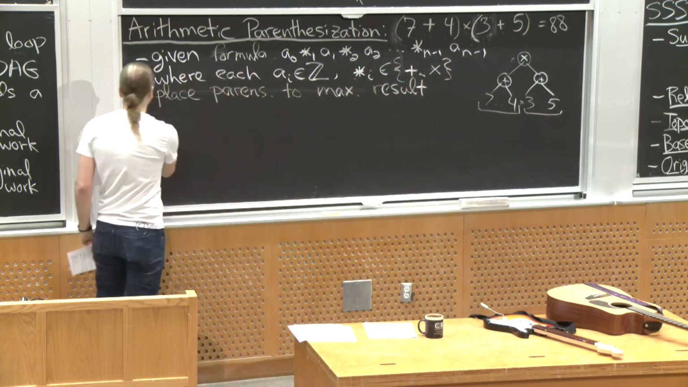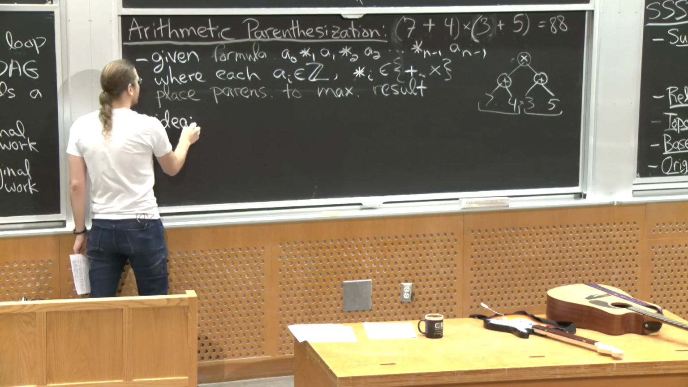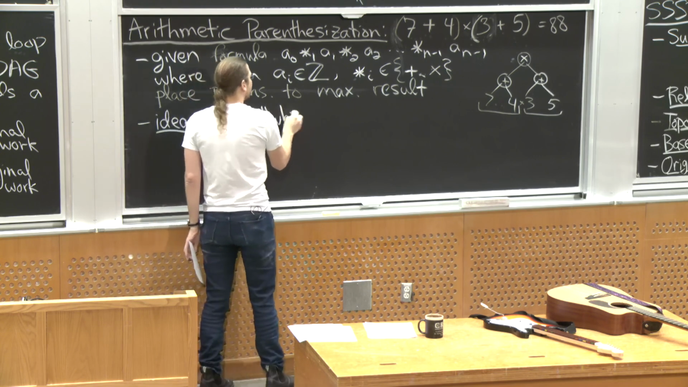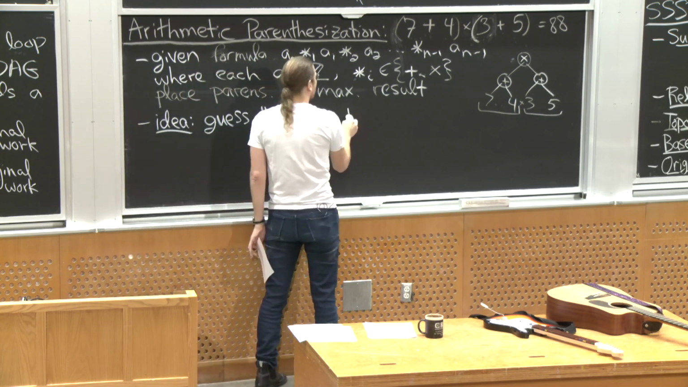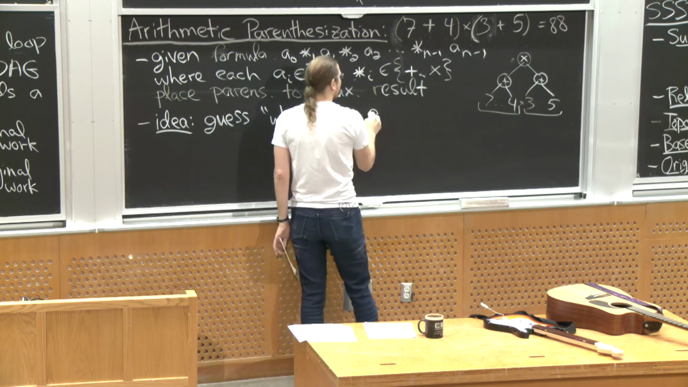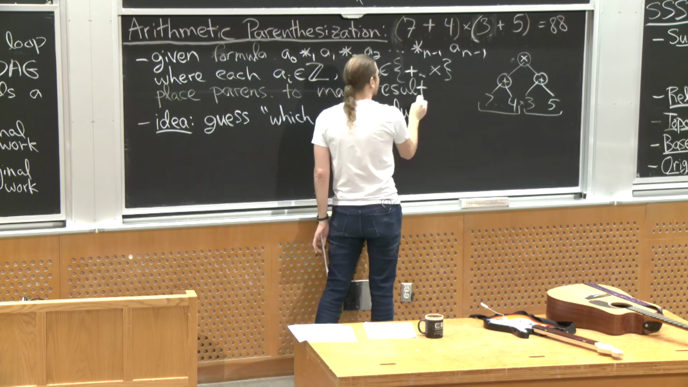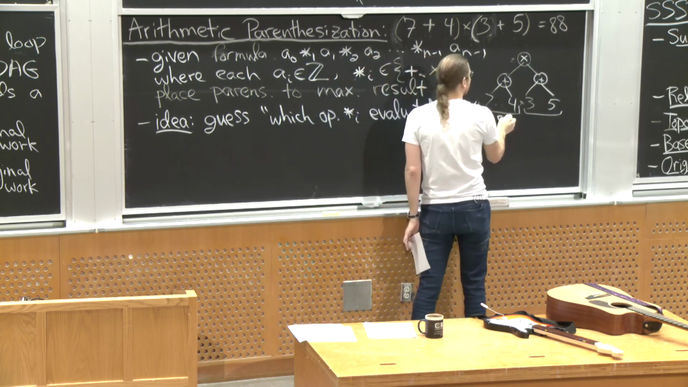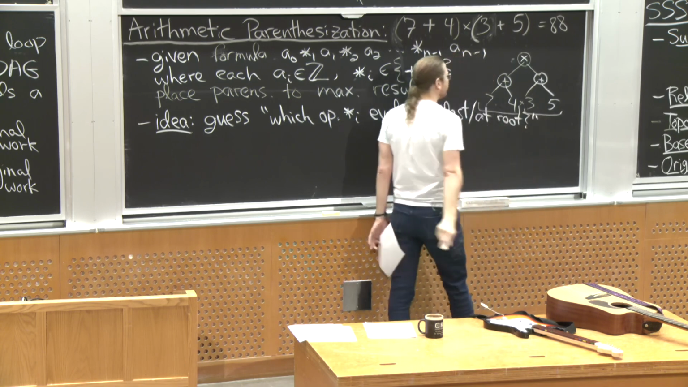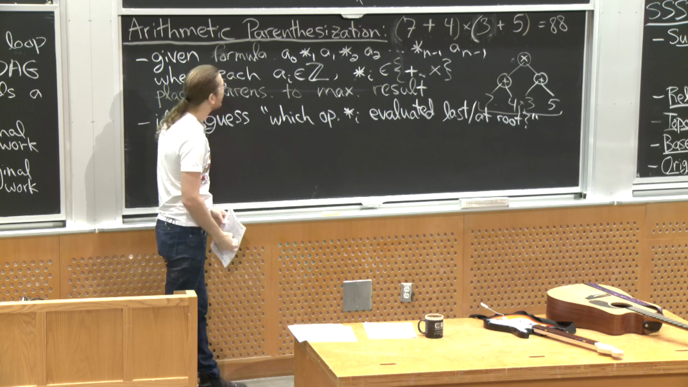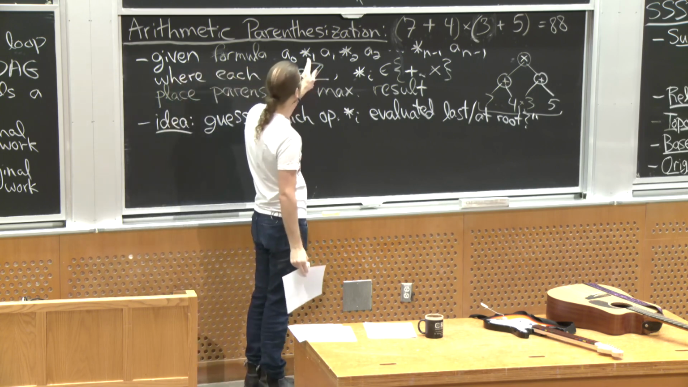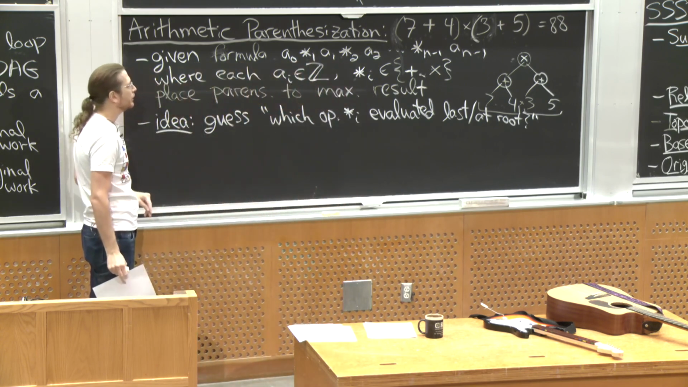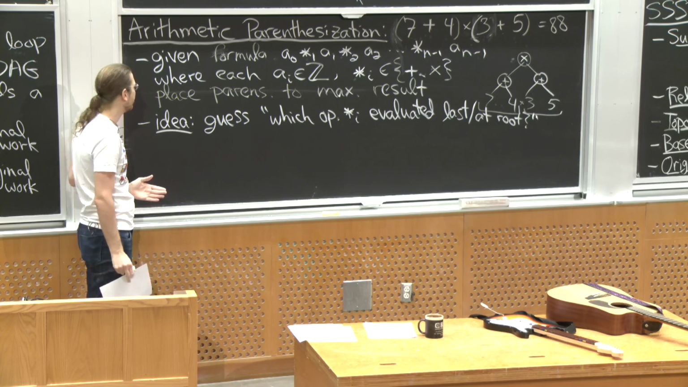So this is our idea: we're going to guess which operation, star_i, is evaluated last. Or in other words, at the root. So this is a question. It has n possible answers. I guess actually n minus 1, from operator 1 to operator n minus 1. And so we'll just brute force all of those choices.